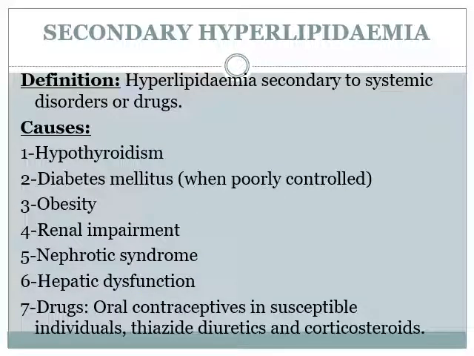Secondary hyperlipidemia is due to systemic disorder or drugs. What are the systemic disorders? Like hypothyroidism, diabetes mellitus, especially when poorly controlled, obesity, renal impairment, nephrotic syndrome, hepatic dysfunction, or drugs like oral contraception in susceptible individuals, thiazide diuretics, and corticosteroids.